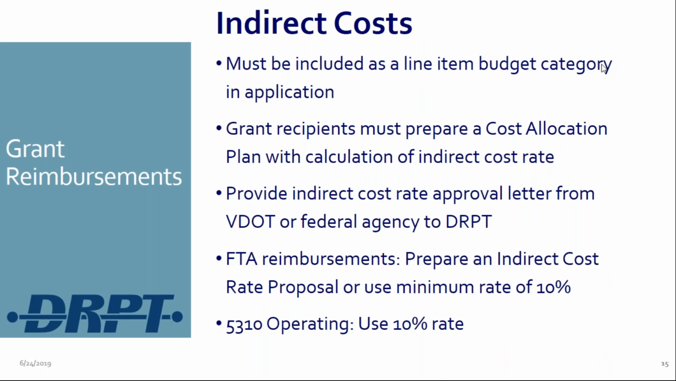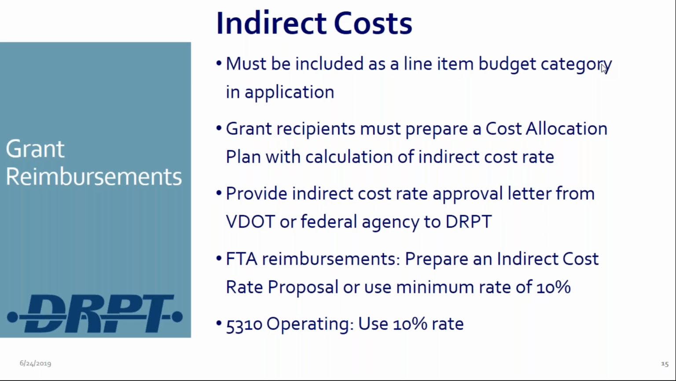Okay, I want to review a little bit about indirect costs. It should have been included as a line item budget category in the application. Grant recipients must prepare a cost allocation plan with calculation of indirect cost rate.